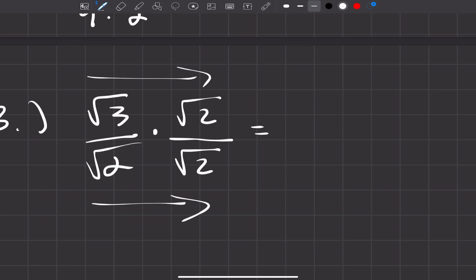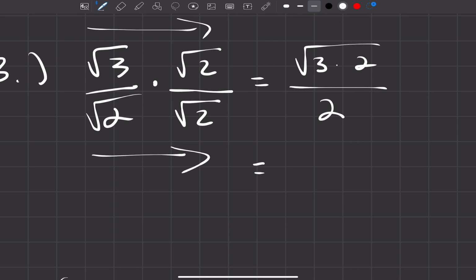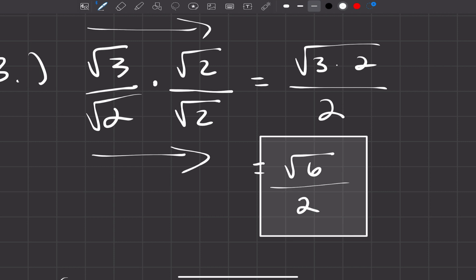Square root of 2 times square root of 2 is the square root of 4, which is just 2. And then I have the square root of 3 times the square root of 2. I'm just going to leave it as square root of 3 times 2 for the time being. Well, square root of 3 times the square root of 2 is the square root of 6. And then I'm going to divide that by 2. Well, can I simplify square root of 6? If I simplify square root of 6, that's going to be 3 and 2. I can't break apart the 3. I can't break apart the 2. So really, your answer is the square root of 6 divided by 2. That's your answer.